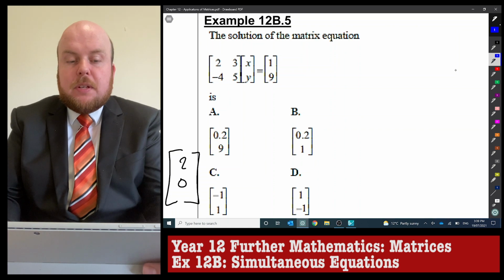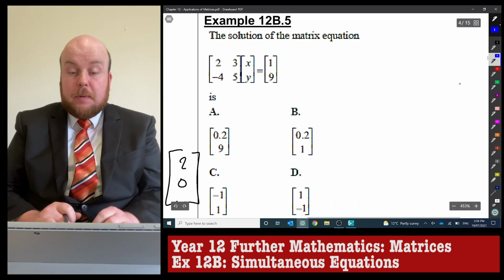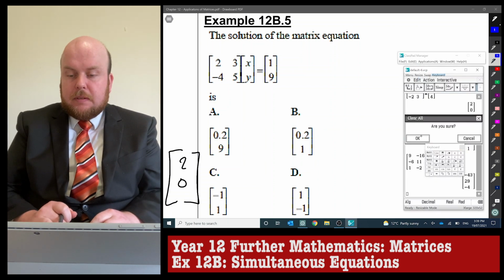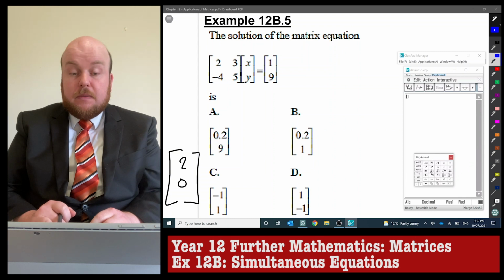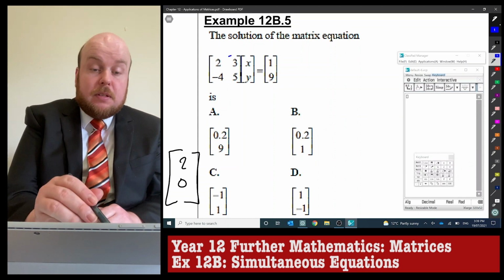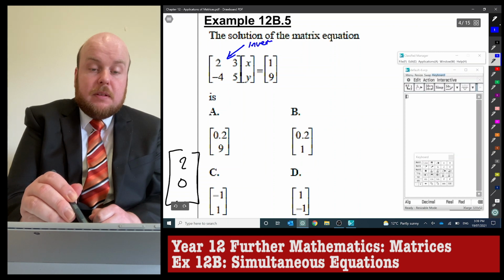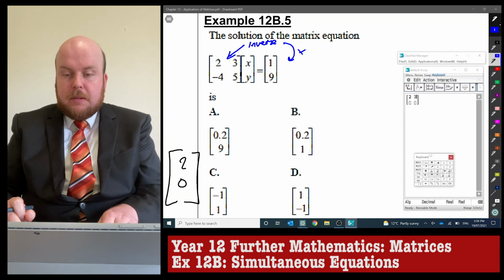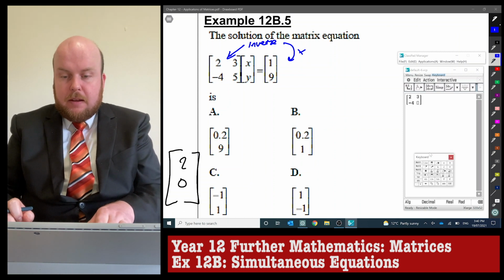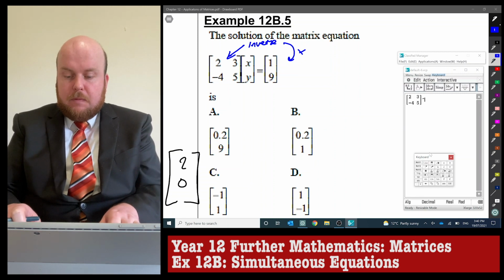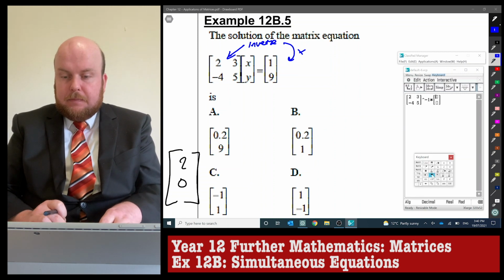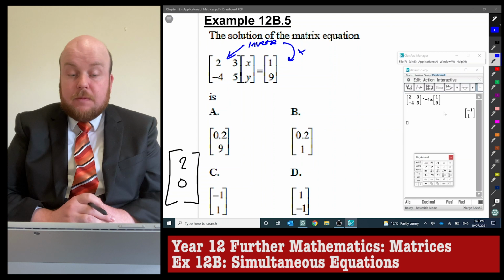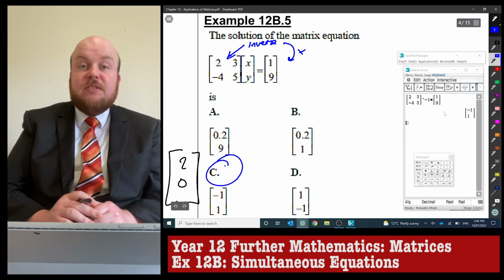The solution of the matrix equation that's shown there is one of the following. So all I would need to do is I'm just going to clear all of this. And very quickly, I just need to find the inverse of this and then multiply it by that final column. So I can type this all in the one statement really. So if I have this and then -1 times by the column, I'll get my answer of -1 and 1, which is my answer C.